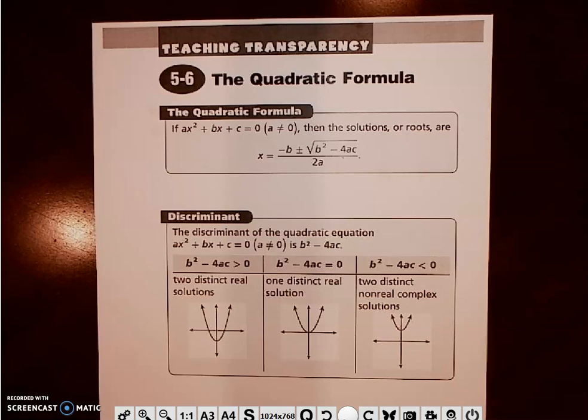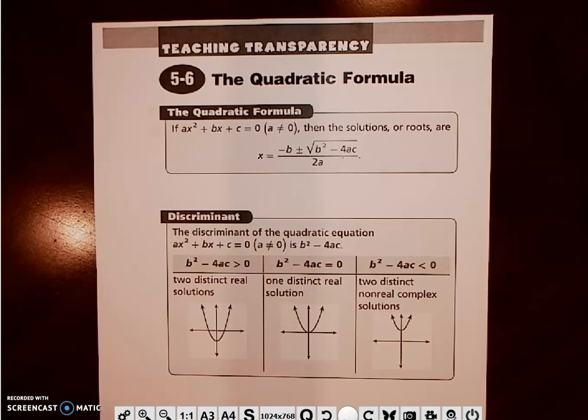Hi Algebra 2. Today we're going to continue with Lesson 5-6. So today we're going to be learning about the discriminant. So yesterday we talked about the quadratic formula and we practiced solving for x using the quadratic formula. So today we're going to talk about the discriminant.